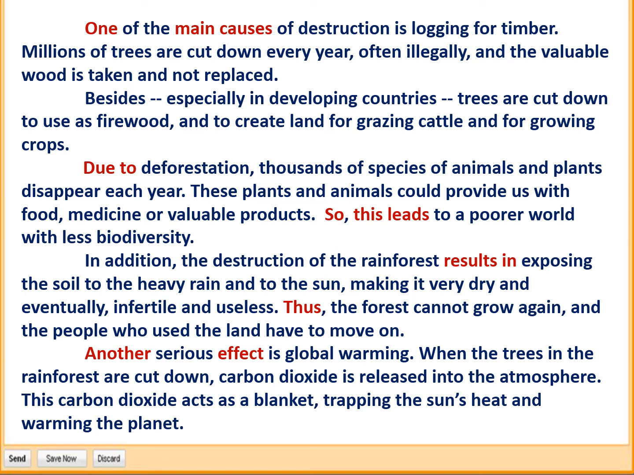In addition, the destruction of the rainforest results in exposing the soil to the heavy rain and to the sun, making it very dry and eventually infertile and useless. Thus, the forest cannot grow again, and the people who use the land have to move on. Another serious effect is global warming. When the trees in the rainforest are cut down, carbon dioxide is released into the atmosphere. This carbon dioxide acts as a blanket, trapping the sun's heat and warming the planet.